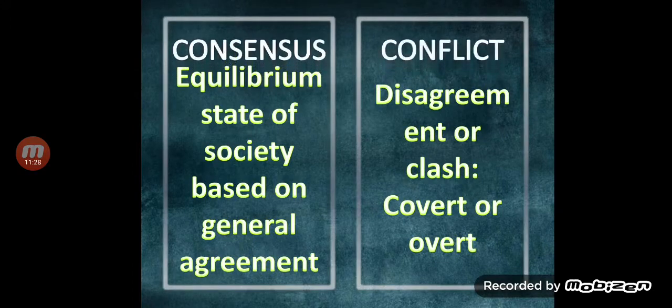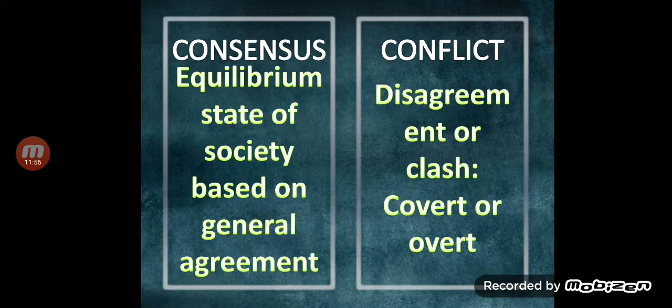Okay, in consensus, there is a state of society based on general agreement, and we call it equilibrium. So there is balance. If everything is balanced, there will be order since you agreed with one another. But if one will disagree, a clash will come out. It can be covert or overt.